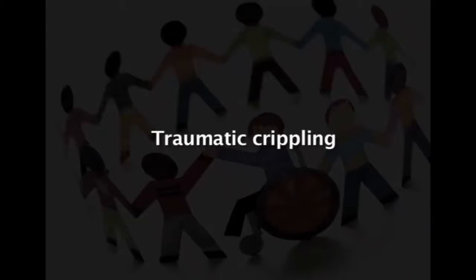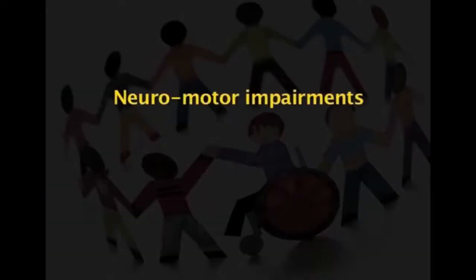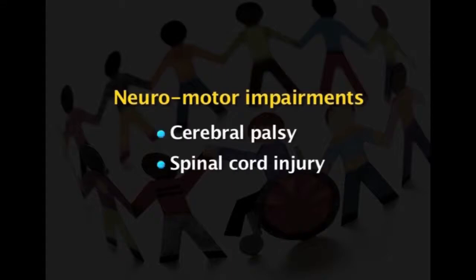Traumatic crippling, sometimes amputation occurs which leads to the physical disability of the child. The second type of disability is neuromotor impairments. Under this we have cerebral palsy, spinal cord injury, spina bifida.